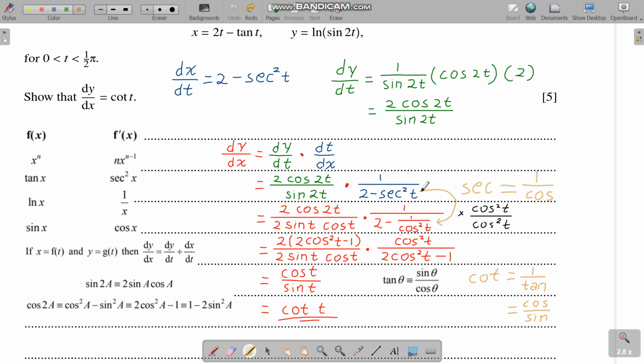Now for the secant squared t, this is the definition of secant, which is not in the MF19. Secant is 1 over cos, so secant squared is 1 over cos squared. Because we have a fraction inside a fraction, this is complicated. Let's just multiply both sides by cos squared t. So in the numerator we have cos squared t, and in the denominator 2 times cos squared t, and when you multiply here they cancel out, it's just 1. So now we have cos squared t over 2 cos squared t minus 1.